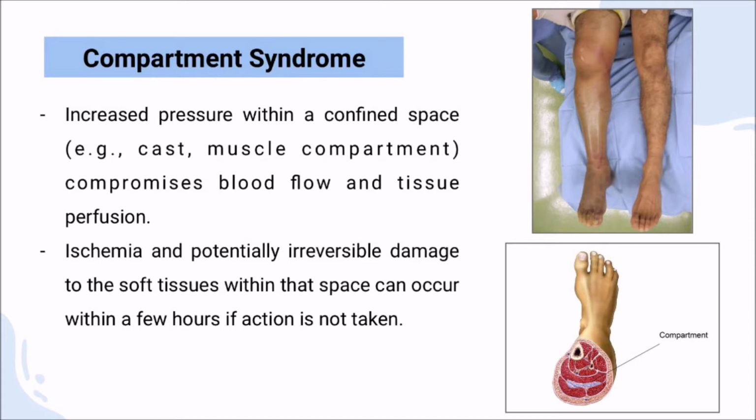Compartment syndrome. This is the increased pressure within a confined space, examples of which are a cast or a muscle compartment, which compromises blood flow and tissue perfusion. If action is not taken immediately, ischemia and potentially irreversible damage to the soft tissues can occur.